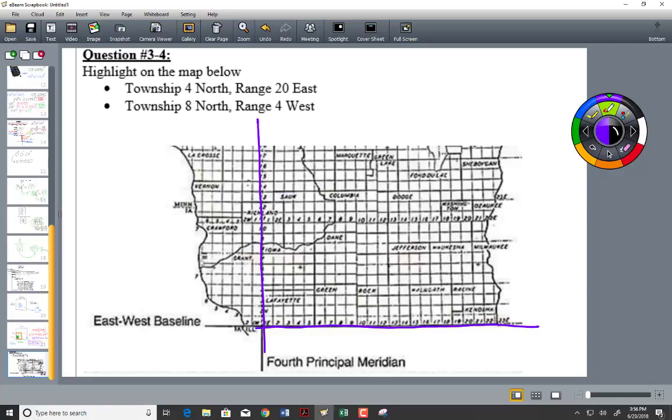Where's Township 4 North, Range 20 East? Township 4 North, 1, 2, 3, 4, Range 20 East, right here. Racine, right? In Racine. I've been right there.